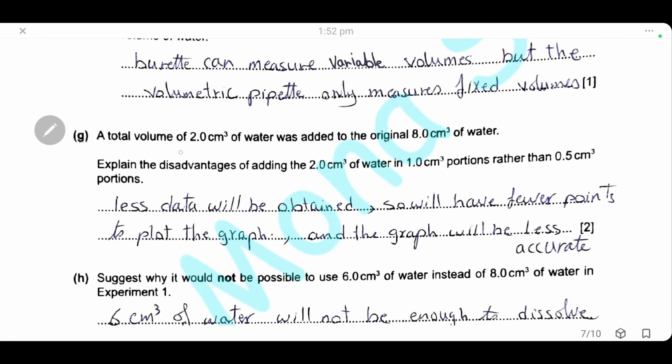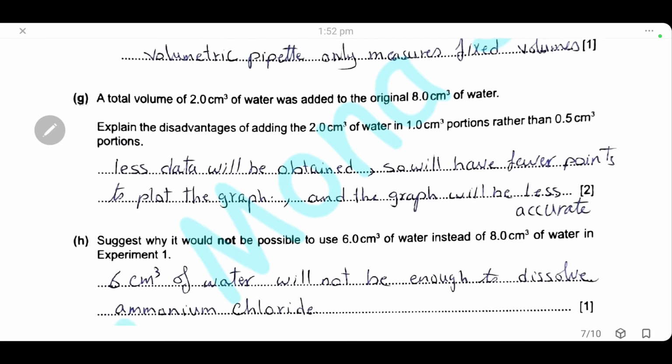The total volume of 2 cm³ of water is added to the original 8 cm³ of water. So each time we add 0.5 cm³, so the total volume added is 2 cm³ in the 4 experiments after experiment 1. Explain the disadvantage of adding 2 cm³ of water in 1 cm³ portions rather than 0.5 cm³ portions.